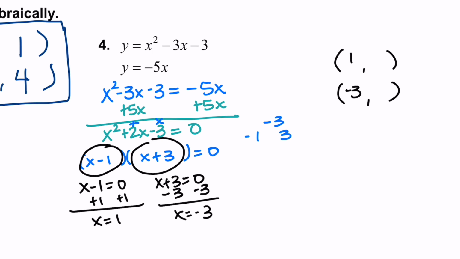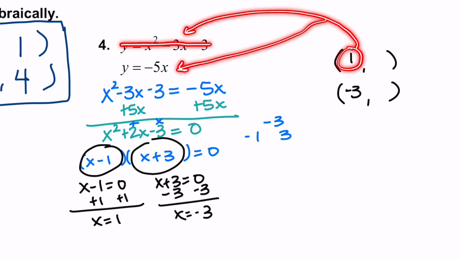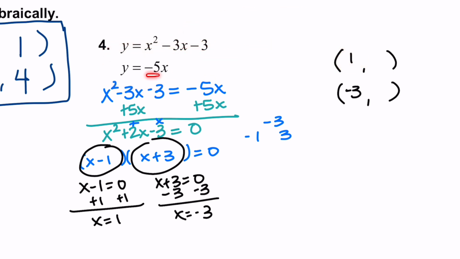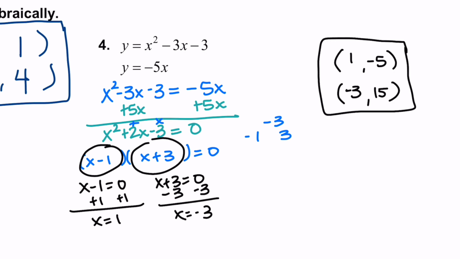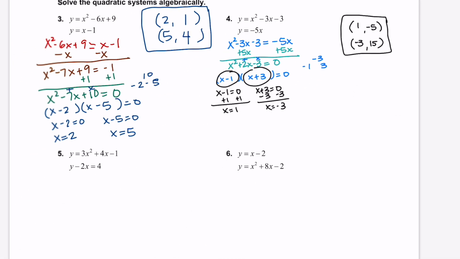Now to get the y values, we're going to take our x values and input them into either equation. The first one is a lot harder to plug into than the second one. So we're going to take negative 5 times that 1, and that gives us a negative 5 for the y value. For the second one, we substitute in negative 3 for x. Negative 5 times negative 3 is a positive 15. That gives us our 2 answers, our 2 ordered pairs where the graph intersects.